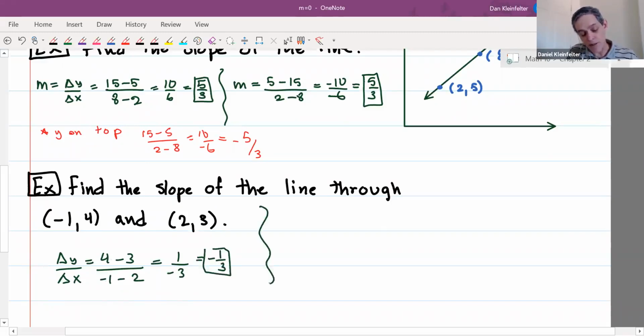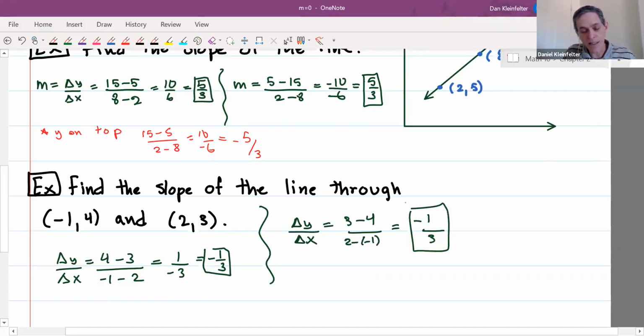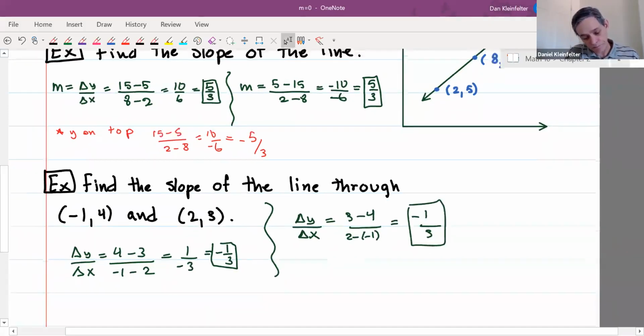That will do it. Just so that you can see how it looks, I'm going to go ahead and put the other calculation in as well. So doing it in the other direction, we'd have the change in y over the change in x. Still have the y change on the top. We'll have 3 minus 4 divided by 2 minus -1. You have to be really careful with negatives, right? 3 minus 4 is -1, and 2 minus -1 is 3. So of course we still get -1/3.